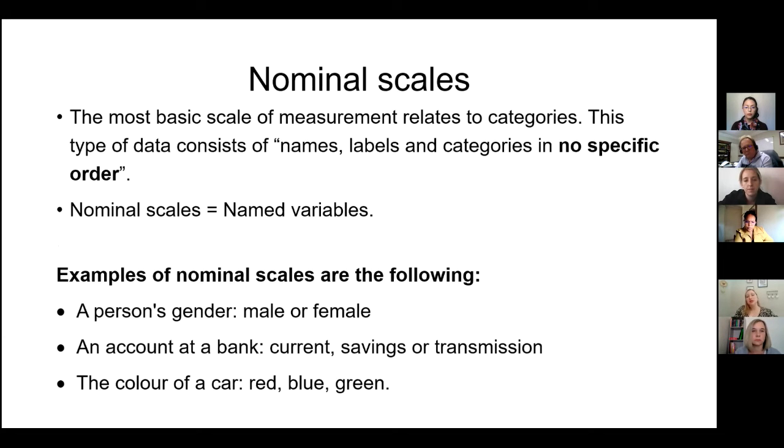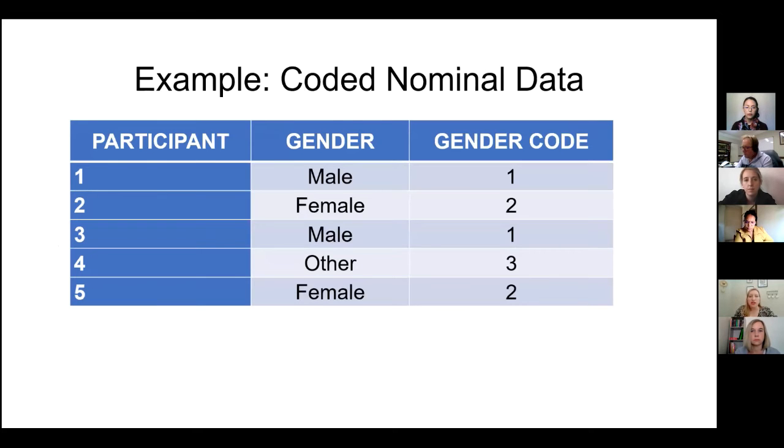For example, a person's gender, or you have a current account, savings account, transmission account. Also colors, of course: red, blue, green, or what is the color of your eyes: blue, green, brown. Here you can see an example of coded nominal data. You've got 5 participants, the first participant being a male, and the gender code that we will assign to a male is 1. You can see that again with participant 3, which is also male. Again, that same code is applied to male, and then for female it is 2.